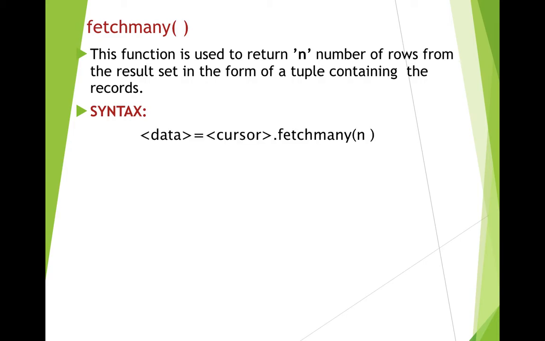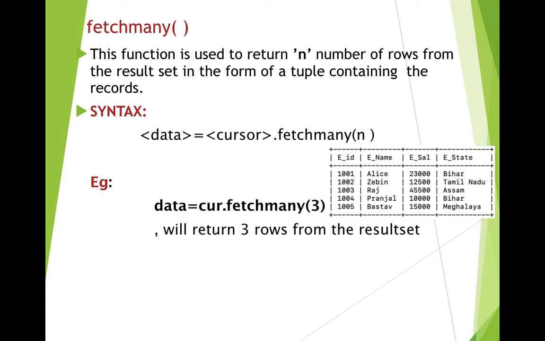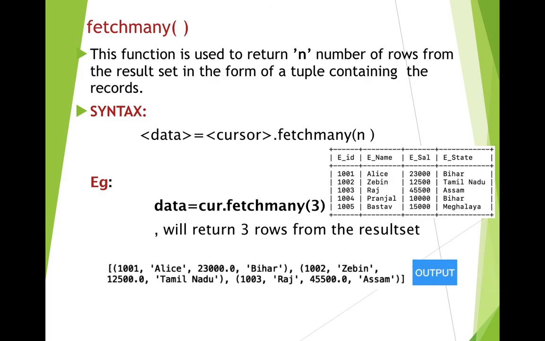The syntax is data equals to cursor dot fetchmany, then within brackets n. N means the number of rows that you want to be displayed. For example, if I write data equals to cur dot fetchmany 3, it will return 3 rows from the result set. So this is the entire result set of the table EMP. If I give data equals to cur dot fetchmany 3, what will be the output? It will return the first 3 rows. As you can see here, the first 3 rows have been returned.